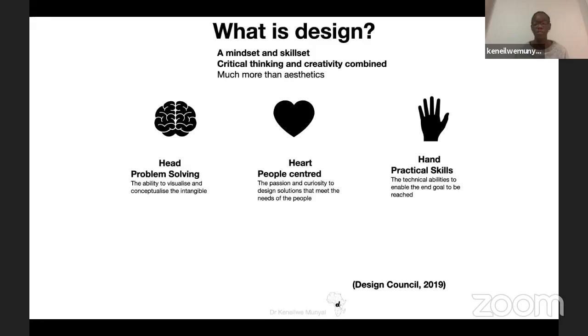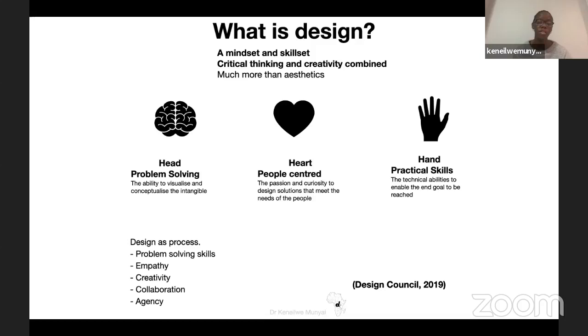And then the heart, it's about people. So putting people at the center, the passion and curiosity to design solutions that meet the needs of the people is quite important, and it's critical, and it's an essential part of design and designing solutions. And then of course there's the hand, or the practical skills. So the technical ability that enables us to achieve whatever goal we're trying to achieve is quite important. These are some of the key aspects as well to the design process.